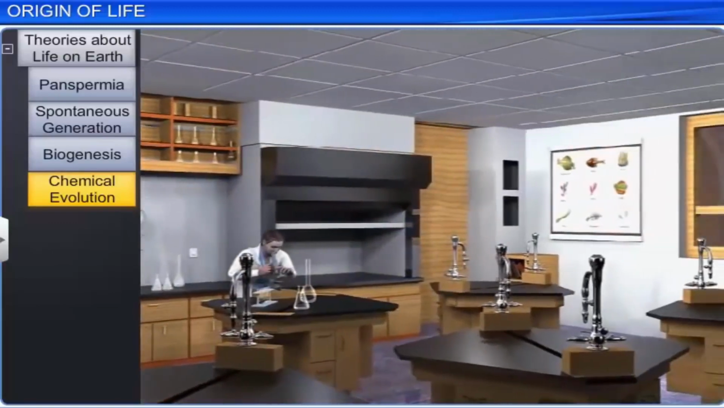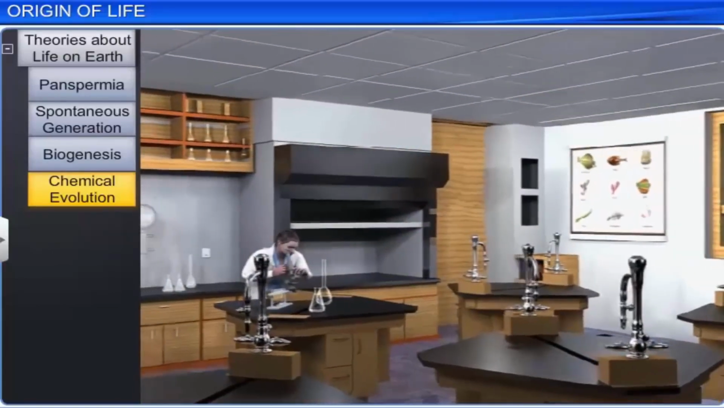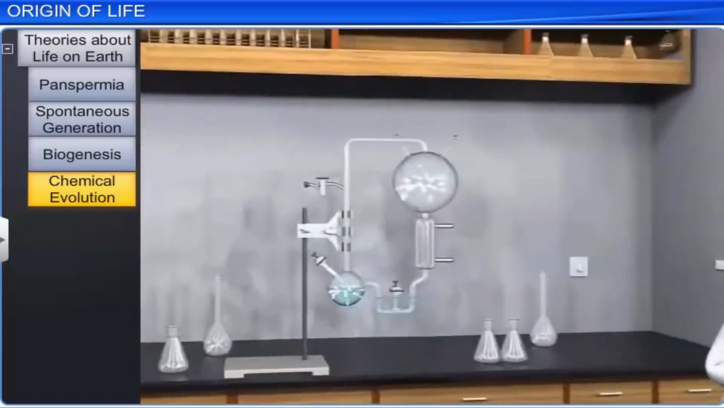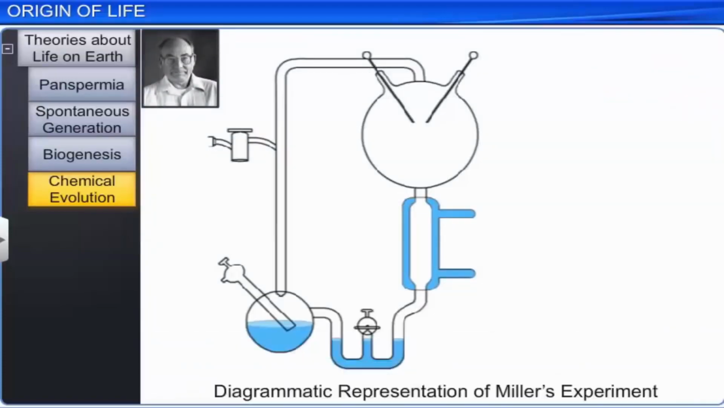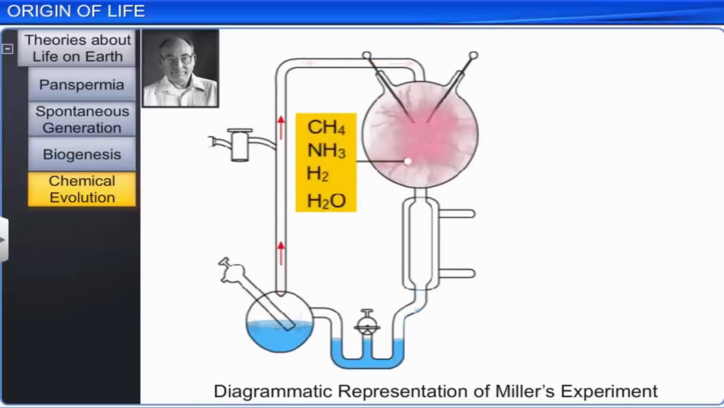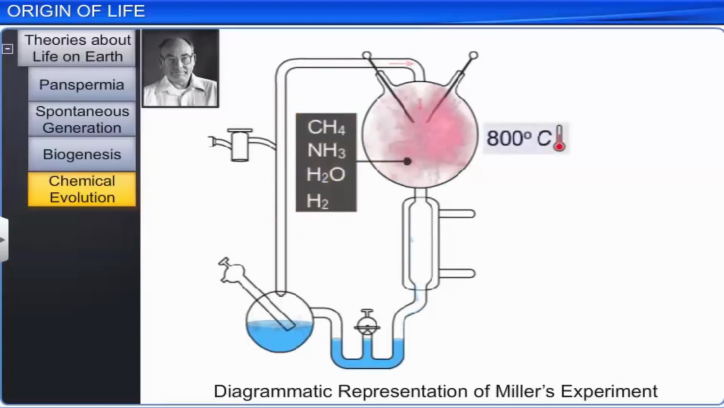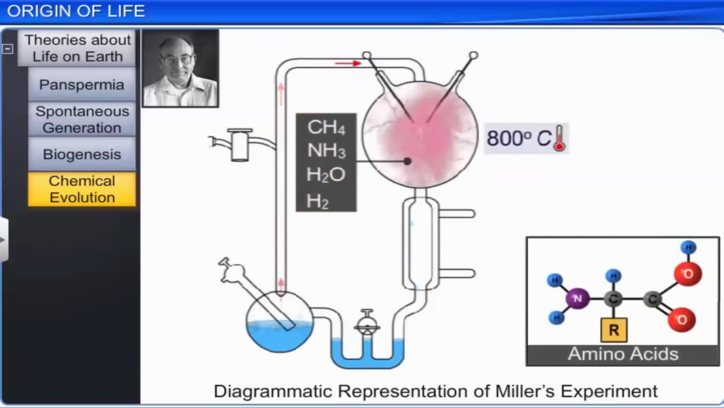In 1953, American scientist Stanley Lloyd Miller recreated these conditions in a laboratory. He created an electric discharge in a closed flask containing methane, ammonia, hydrogen, and water vapor at 800 degrees centigrade and observed the formation of amino acids.